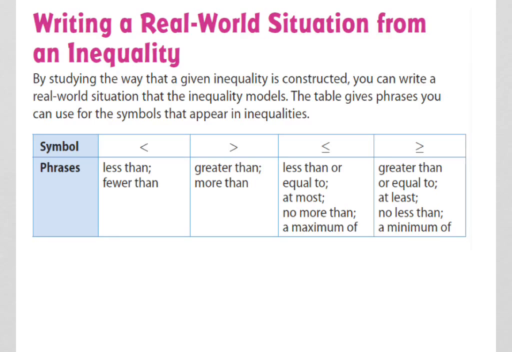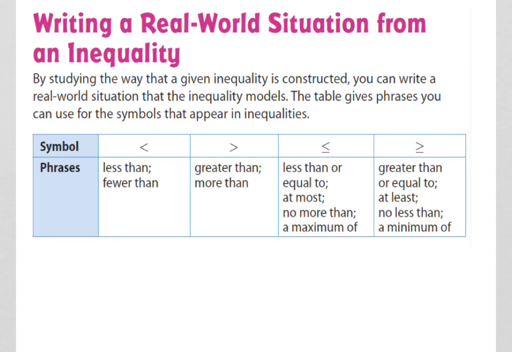So here we have a table, and it gives us different phrases that we can use to find the symbols that appear in inequalities. So we look at the first symbol. The arrow is pointing to the left, and we know as numbers go to the left, they decrease on the number line. So that means less than or fewer than, and those are just two actual phrases. And then we see the next symbol where the arrow is pointing to the right, and we know as numbers go to the right, they get larger. So we can say that this particular phrase could be greater than or more than.